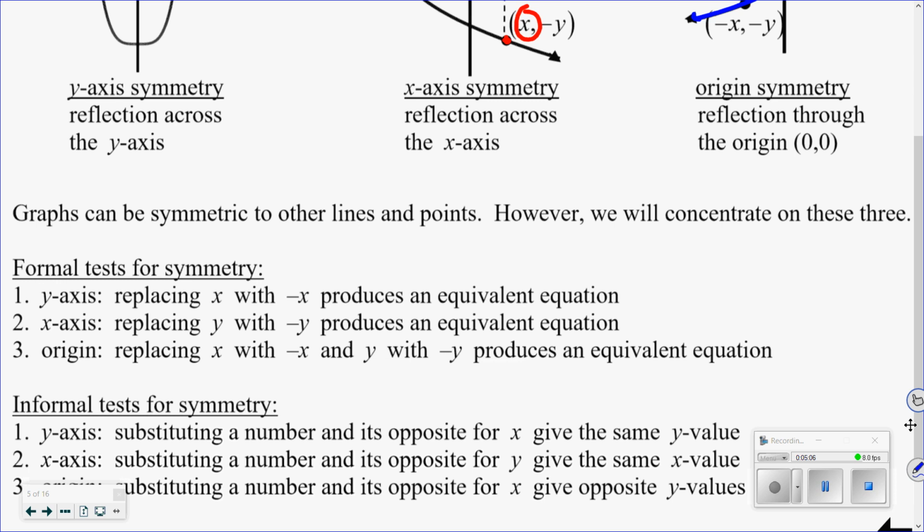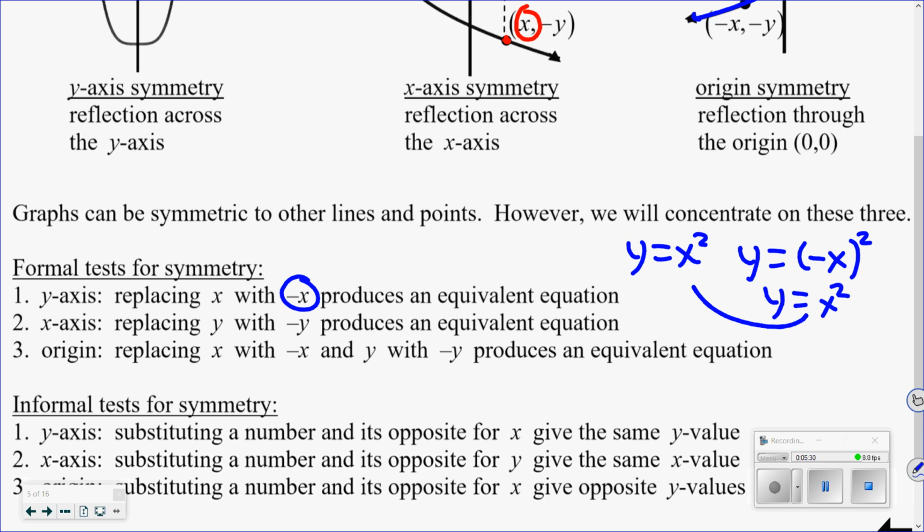But I replace the x with negative x, and if you get the same thing back again, that means it's symmetric about the y-axis. A quick example of that would be y equals x squared. If I plug a negative x in for the x, I get y equals negative x squared. When I simplify that, right, when I square the negative, it ends up being a positive. I get the same thing as I started with. So you get an equivalent equation. When that happens, it means it has to be symmetric about the y-axis.